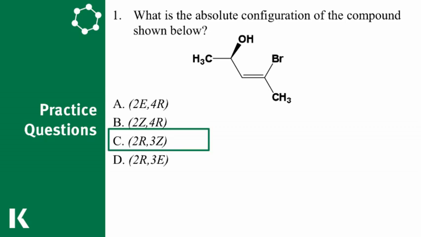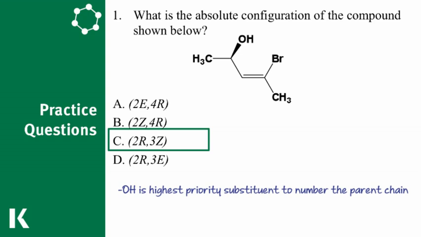This question actually has two parts to it. First, you must determine R or S and Z or E stereochemistry, but as well, you have to decide how to number the carbons based on the substituents present. The hydroxyl group is the highest priority substituent, so by definition, it will be connected closest to carbon number 1. Remember, when naming a molecule, substituents' priorities are not always correlated with atomic number.